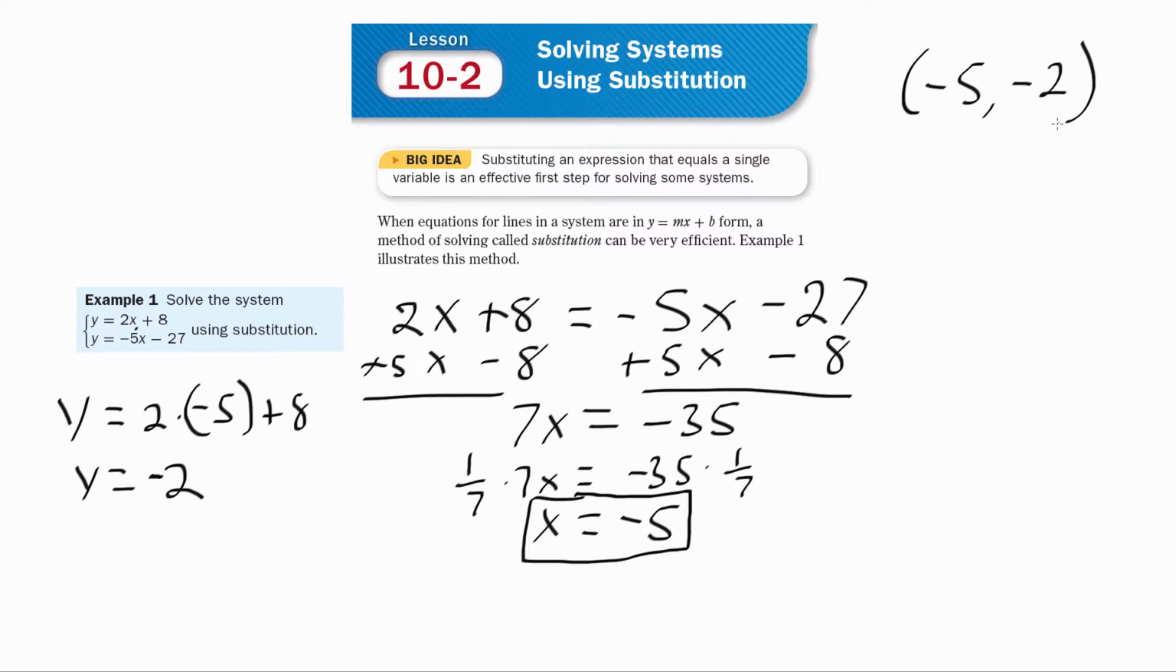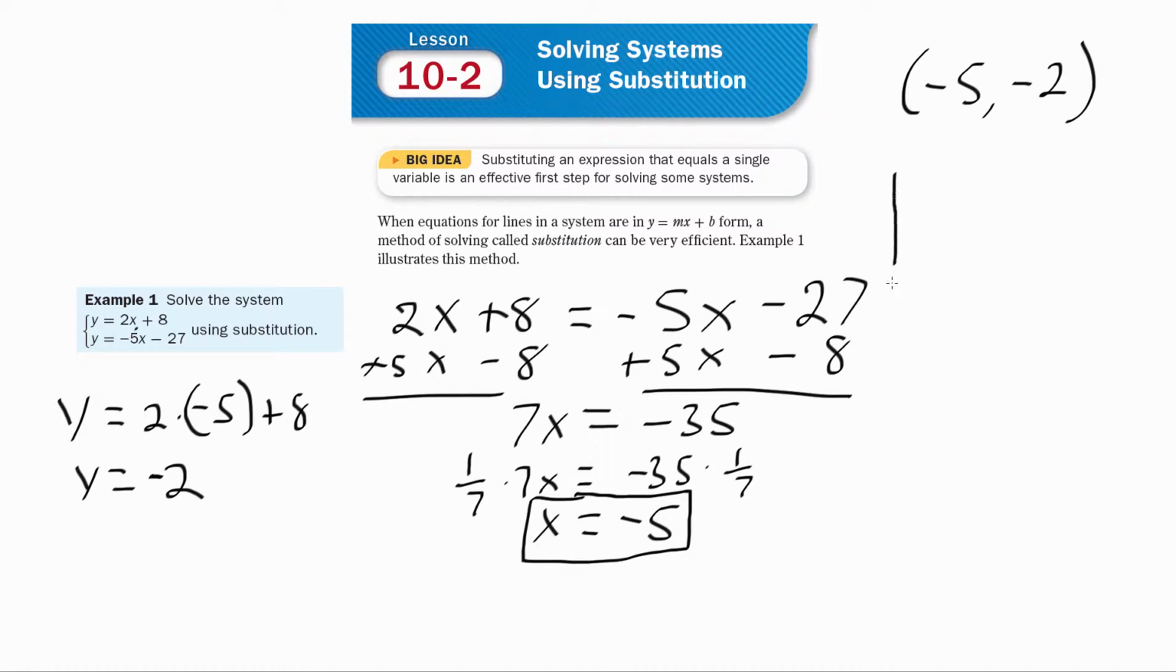Now I'd like to check this, and we have two ways we can check it. I know that it'll work in the first equation because I solved for it there. I would want to verify that it works in y equals negative 5x minus 27. The other way to check it is to put both of these equations into your graphing calculator, graph them, find the intersection, and see if indeed it is at negative 5, negative 2.